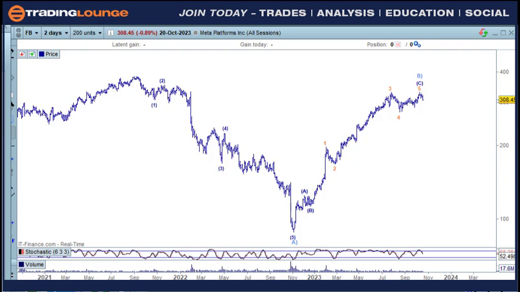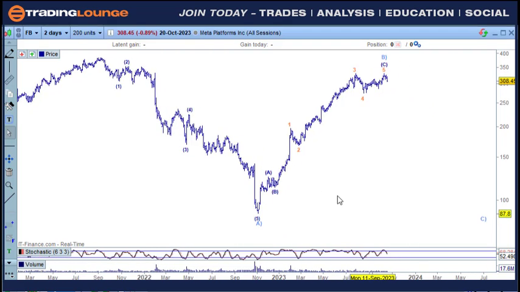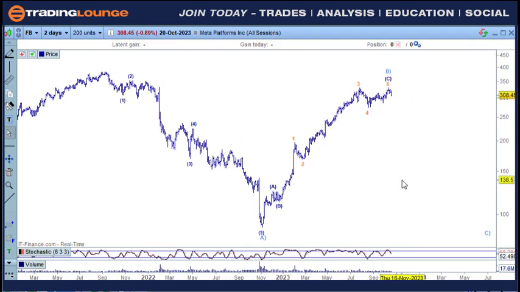And then we come to Meta Platforms here. It's pretty hard to see this trend being so high up here, to see it as being bearish, as an A wave and a B wave here. But yeah, there's a reasonable case for having 5 waves down here.